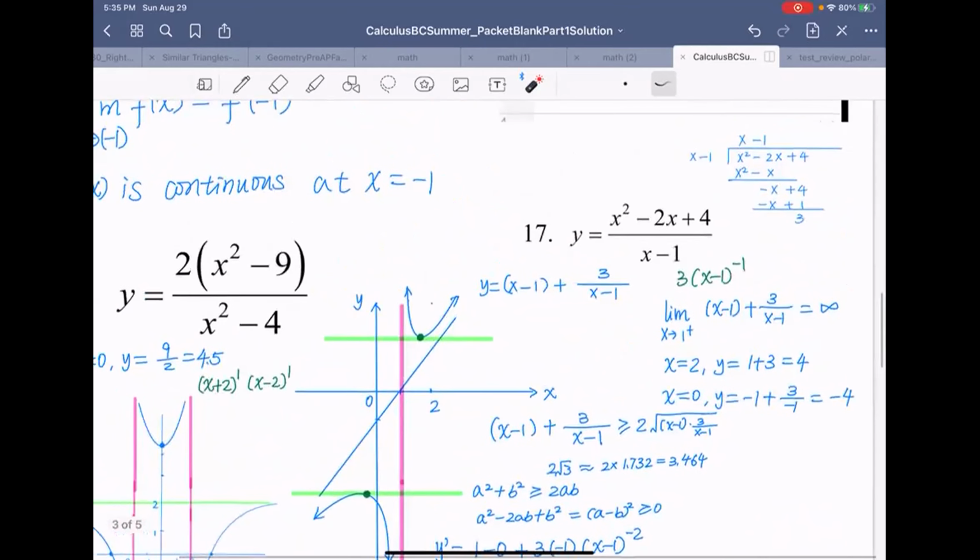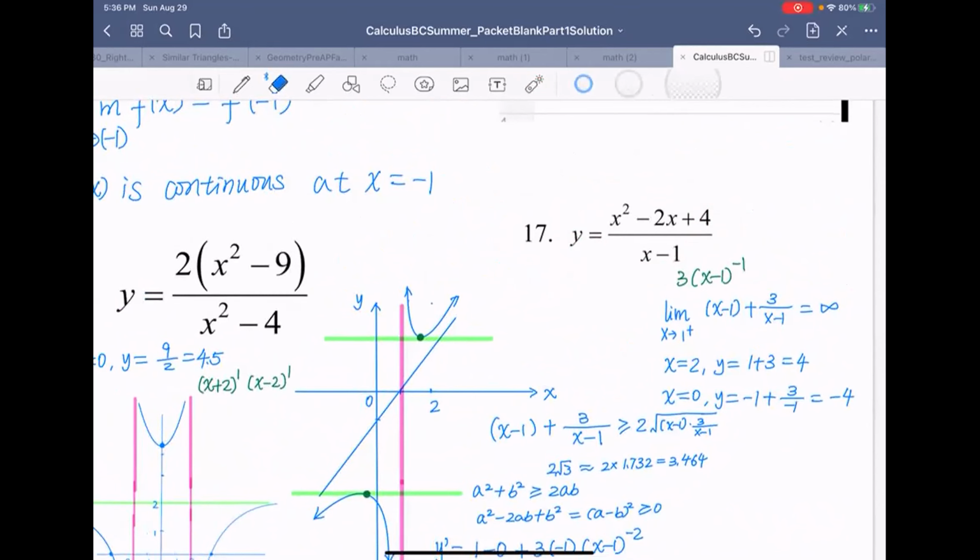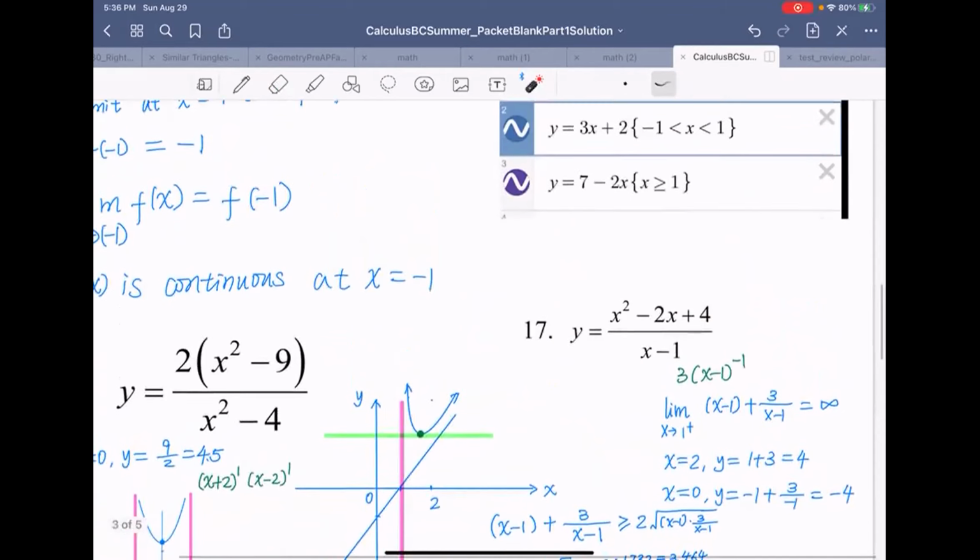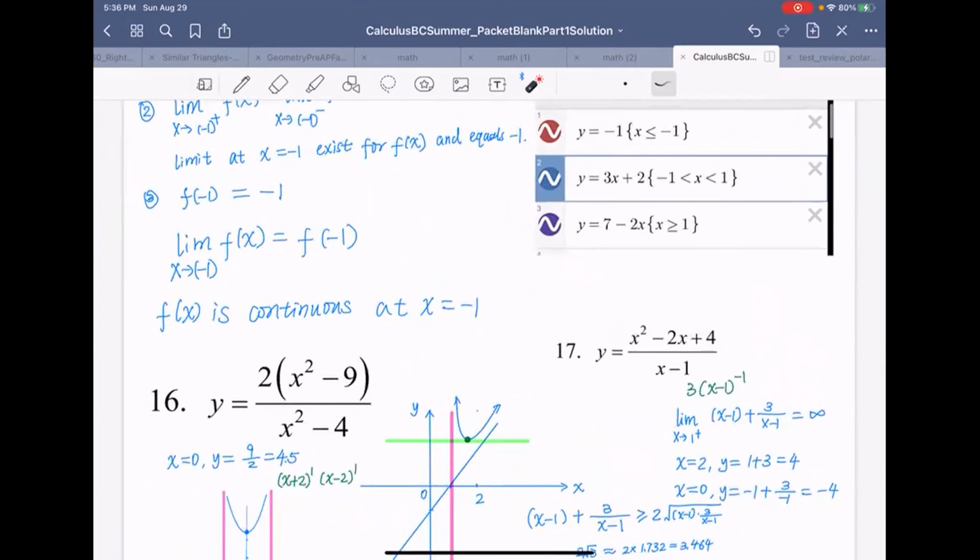Look at number 17. Everybody, go ahead. Do the long divisions. And then tell me what you find out. Do the long division for this. I want everybody to do the long division to find the slant asymptote.